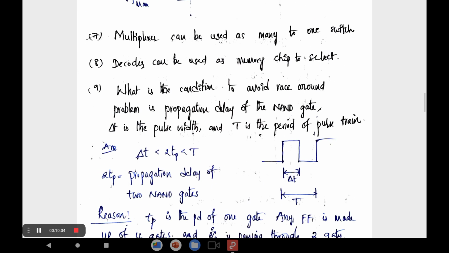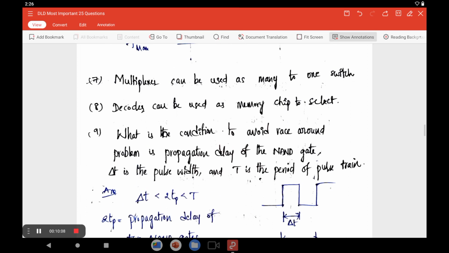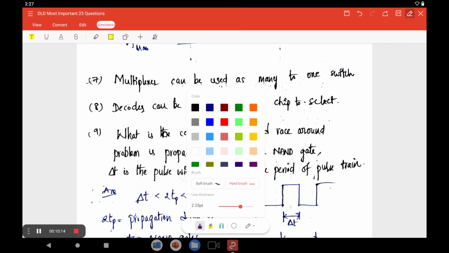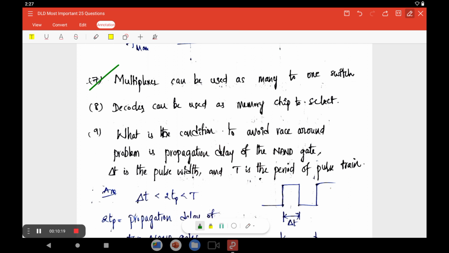Okay. So the next questions are some of the general questions. They may also be very useful for us. So the next one, very quickly we will revise the topics. The multiplexer can be used as a many to one switch. A multiplexer is also called a many to one, also called a data selector. At the same time, the next question, a decoder can be used as a memory chip to select.